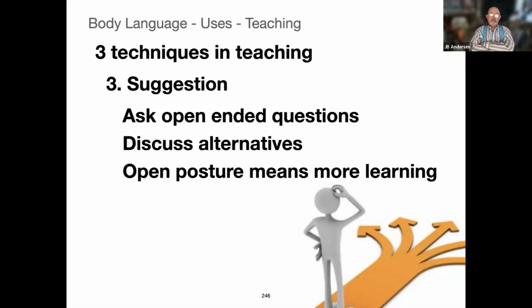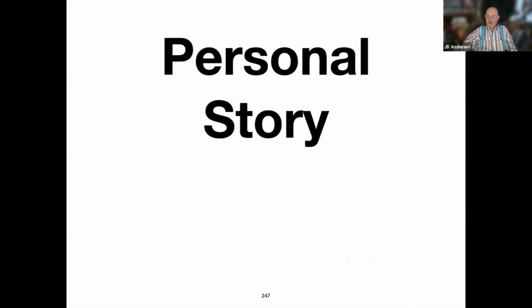3 techniques in teaching. Number 3, suggestion. Ask open-ended questions. Don't always give an answer. Ask an open-ended question. Look around. See what people are thinking about doing. Are they looking up and wondering? Or then discuss the alternatives to that open-ended question. Open posture means more learning. Open questions means more learning. There's participation from the classroom.